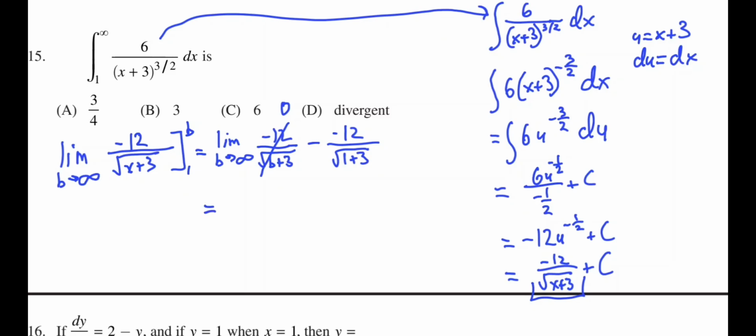And we're left with a negative of negative 12, which is a positive 12, over the square root of 1 + 3, which is 4. And that gives us 12 divided by 2, which would be 6. All right, so the answer for this would be C, which is 6.